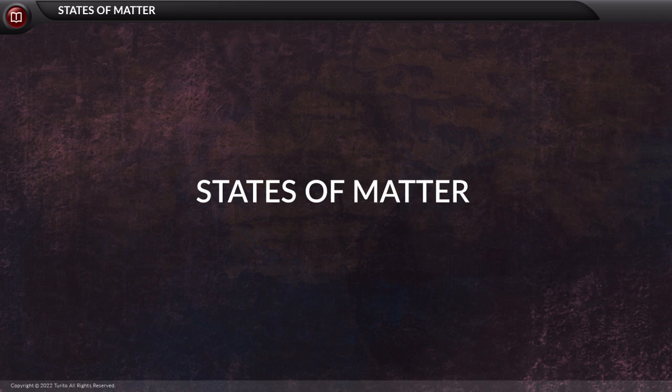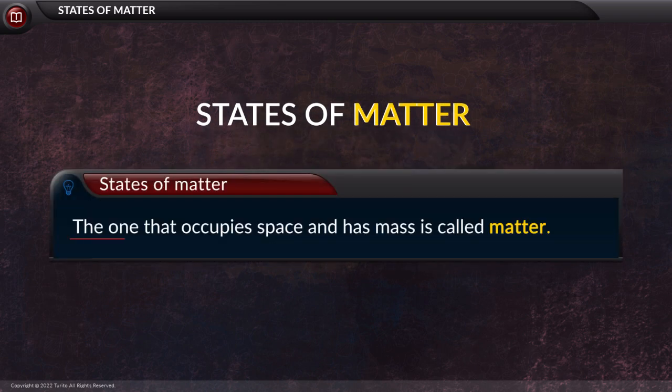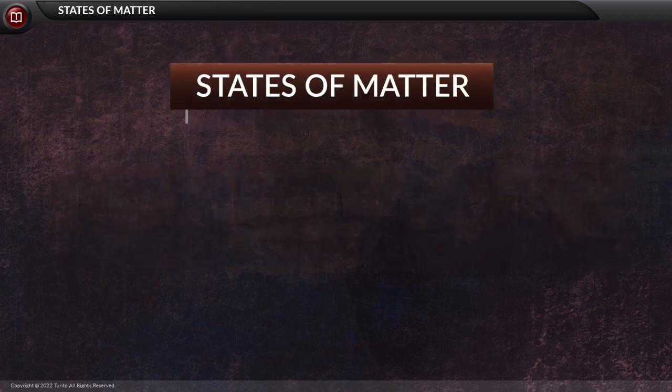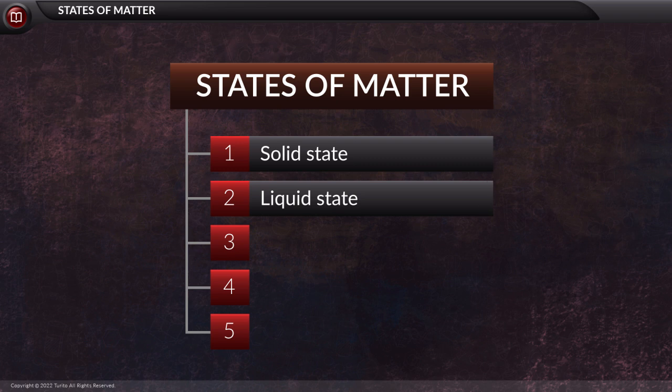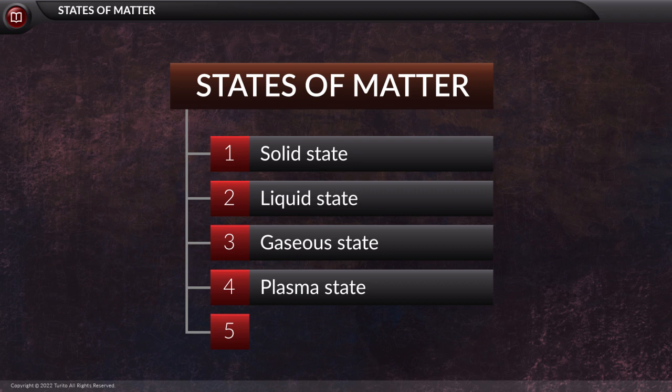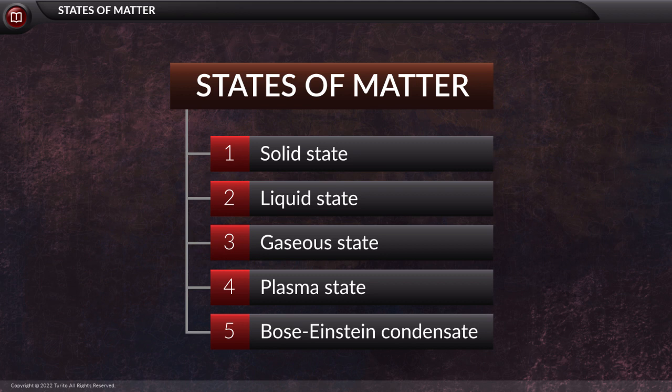Before that, let us revise what is matter. Do you remember that? Yes, the one that occupies space and has mass is called matter. Now, based on all the physical properties, it is divided into 5 different states of matter. What are those? The first one is the solid state, the second is the liquid state, the third is the gaseous state, the fourth is the plasma state, and the last is the Bose-Einstein condensate. In this particular module, we will be studying all these. So, without any delay, let us start our module.